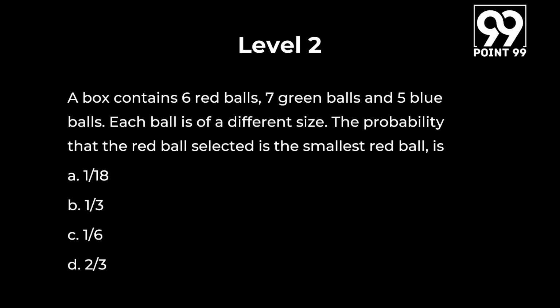Starting with the second question, the complexity increases by a bit. Now instead of having just numbers, you also have some words that have been given to you, but most of these words will mean nothing. So the answer to this question, wherein a box contains 6 red balls and you have to figure out the probability that the red ball selected is the smallest red ball, because each ball is of a different size, is going to be, I'm sure a lot of you would have got this one right as well, option C, that is 1 by 6.